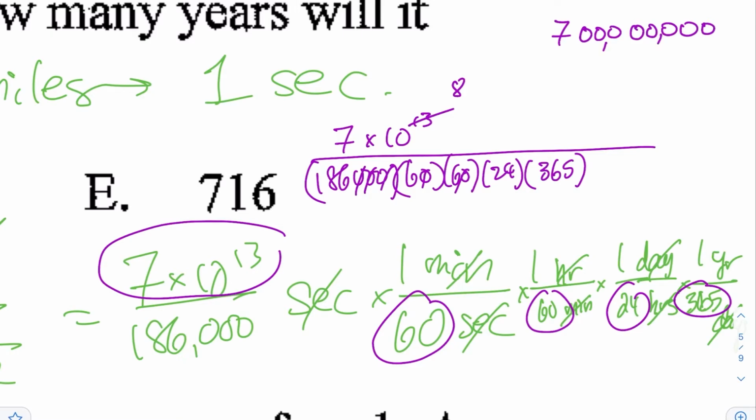So it's really 700 million divided by 186 times 6 times 6 times 24 times 365. So you could just estimate here, or you can plug it into a calculator. And when you divide by 186, and then keep dividing by 6, divided by 6, divided by 24, and then finally divided by 365, you get about 11.9.